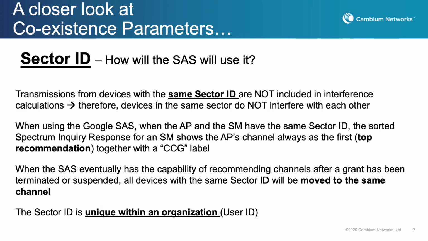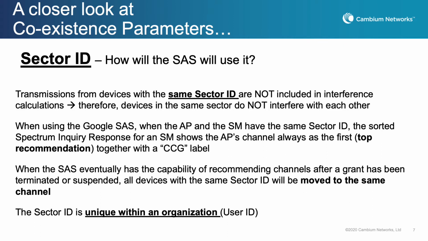One place where we see the sector ID used today is the sorted spectrum inquiry for an SM in the Google portal. Regardless of the quality of each channel, the channel used by the AP with the same sector ID is moved to the top of the list, meaning that it is the top ranked, and it has a little CCG label next to it. CCG is the terminology used in CBRS Alliance and means Common Channel Group, which is the same thing as the sector ID. The sector ID is unique within an organization.